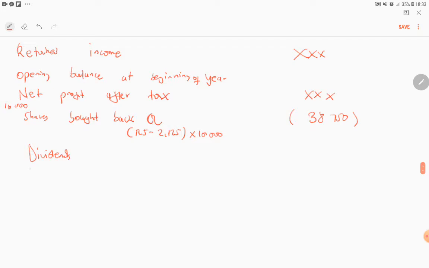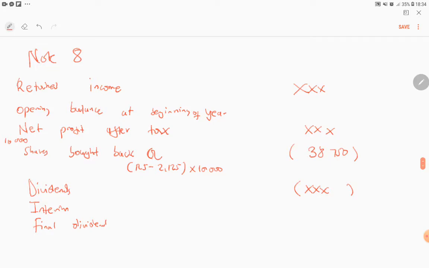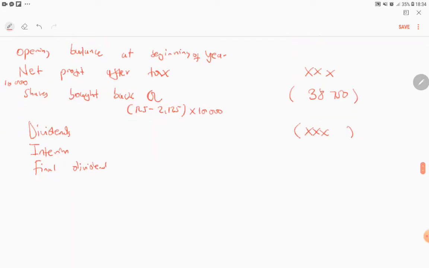Your dividends will include your interim dividends and final dividend. Obviously you'll have to subtract them. They reduce the retained income. In other words, this dividend is subtracted from the profit. Part of the profit that was made here is distributed as dividends, and we remain with what we retain. I explained this, guys.